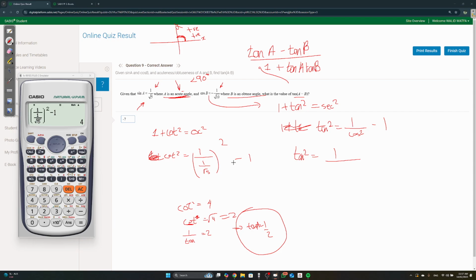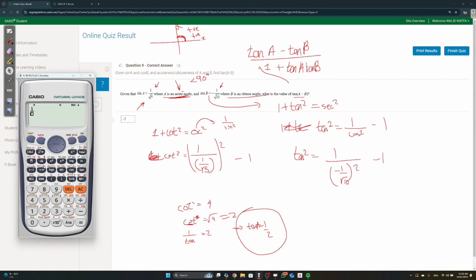Wait, I just realized over here, cotan squared equals 1. Why did I square the whole thing? That's wrong. Cosecant squared is 1 over sine squared. Well, it doesn't matter, guys, because 1 squared is just 1. It won't make a difference. Okay, so 1 over cosine squared. So negative 1 over root 10 squared minus 1. Let's do it on our calculator.